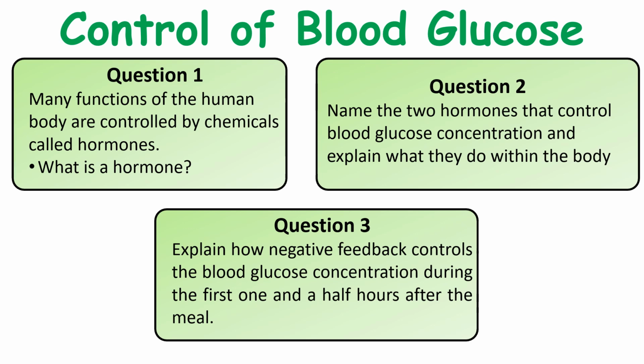And the third question is explain how negative feedback controls the blood glucose concentration during the first 1.5 hours and a few hours after a meal. So basically, all you're doing there is explaining what negative feedback is. So when is insulin produced? What stops insulin being produced? When is glucagon being produced? What stops it being produced?